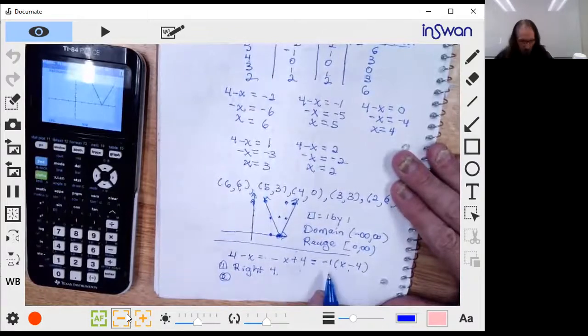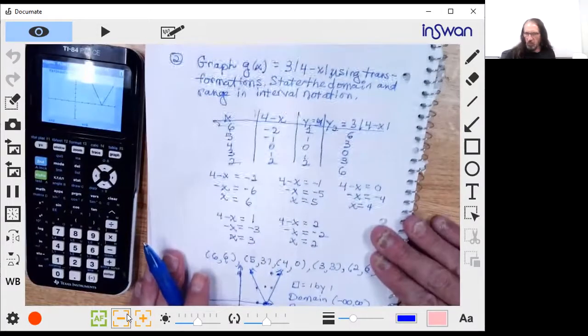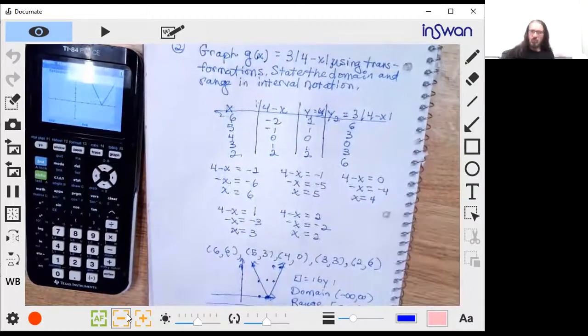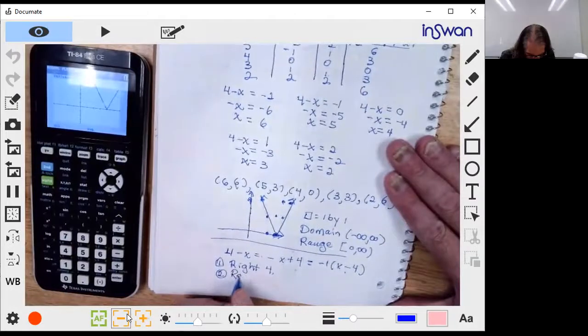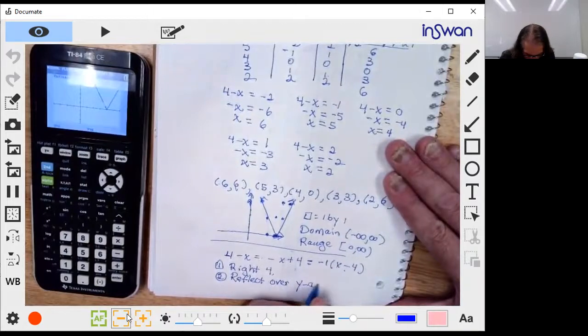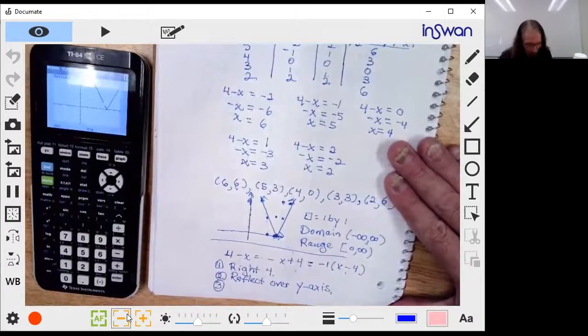Then we're getting a reflection because that's inside of the absolute value, the main function that we're comparing to. That's going to give us a reflection over the y-axis. And then outside, we had that vertical stretch by a factor of 3.